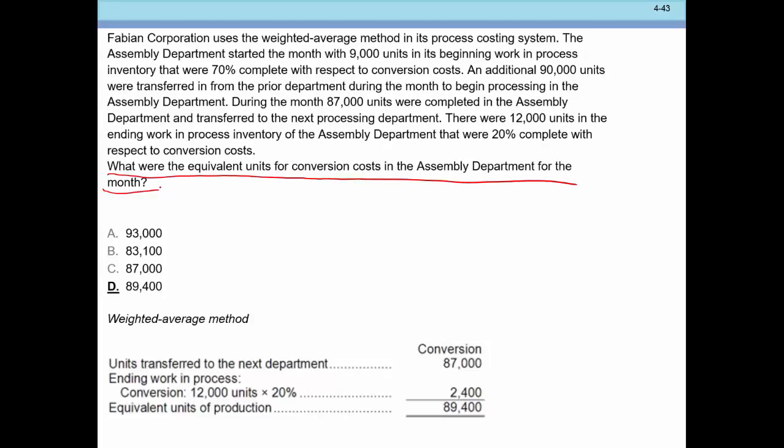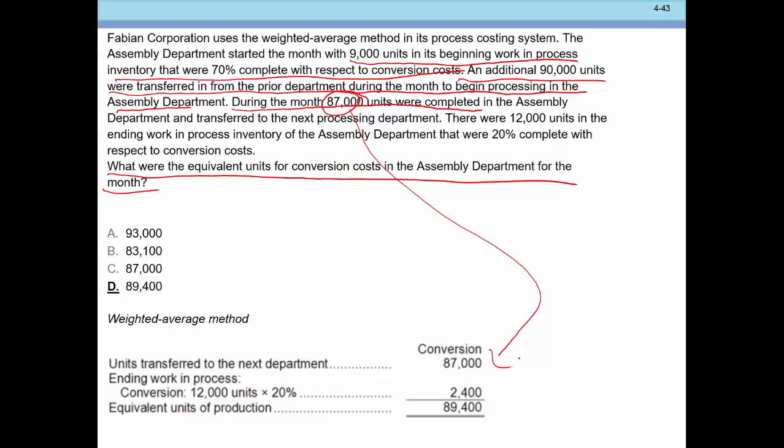They tell me that they use the weighted average method, and the assembly department started the month with 9,000 units in beginning inventory, and the work in process was 70% complete with respect to conversion costs. An additional 90,000 units were transferred in from the prior department during the month, and during the month 87,000 units were completed. If they tell me that, I just pick up that 87,000 units. They told me that's what was completed, so I just grab that number.